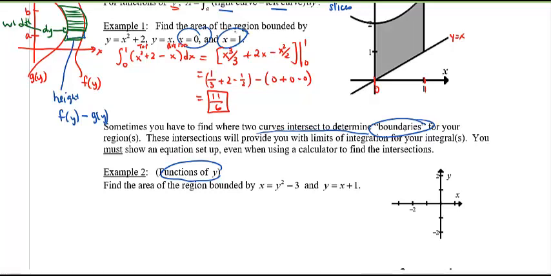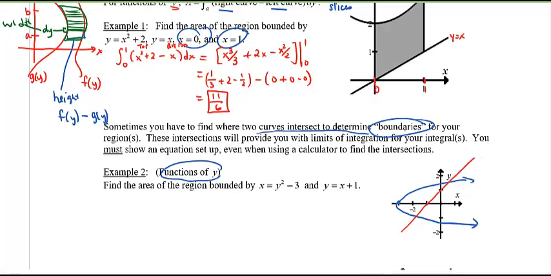Okay? So, find the area of the region bounded by this curve, x equals y squared minus 3. Now, if you don't even know how to graph that out, think of that as a sideways parabola. Hopefully you remember 3 here. I'm just going to quickly draw something like this. And then y equals x plus 1. That would be a nice straight line, looking like this. Beautiful.